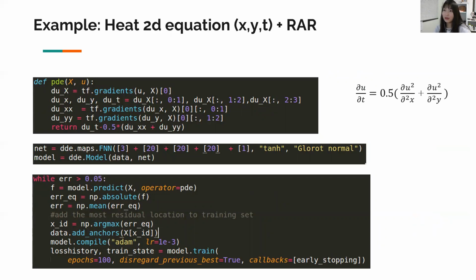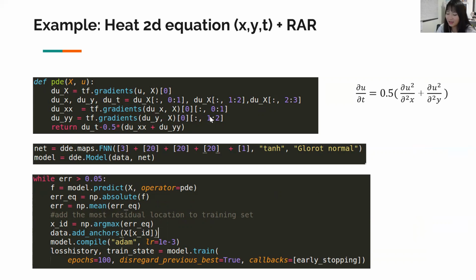And we can also have a 2D equation. So here, I not only define my PDE, I also change the network architecture to be 3 plus 20 plus 20 plus 20 plus 1. Why is it 3? Because here I have my x, y, and time. So for here, my input dimension is 3.